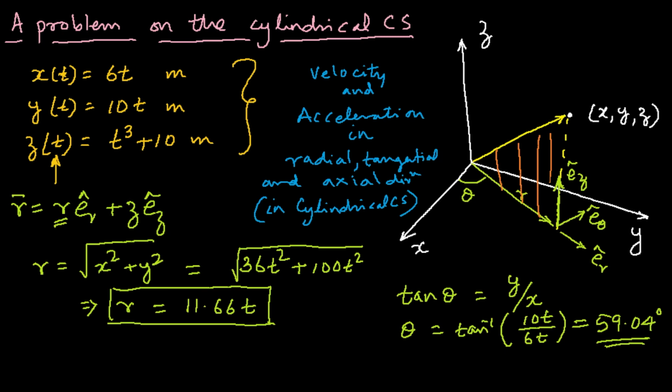And what about z? Z as a function of t will be equal to, there's no change here, so it will be just t cubed plus 10 meters. So that's how things are changing: r, theta and z.